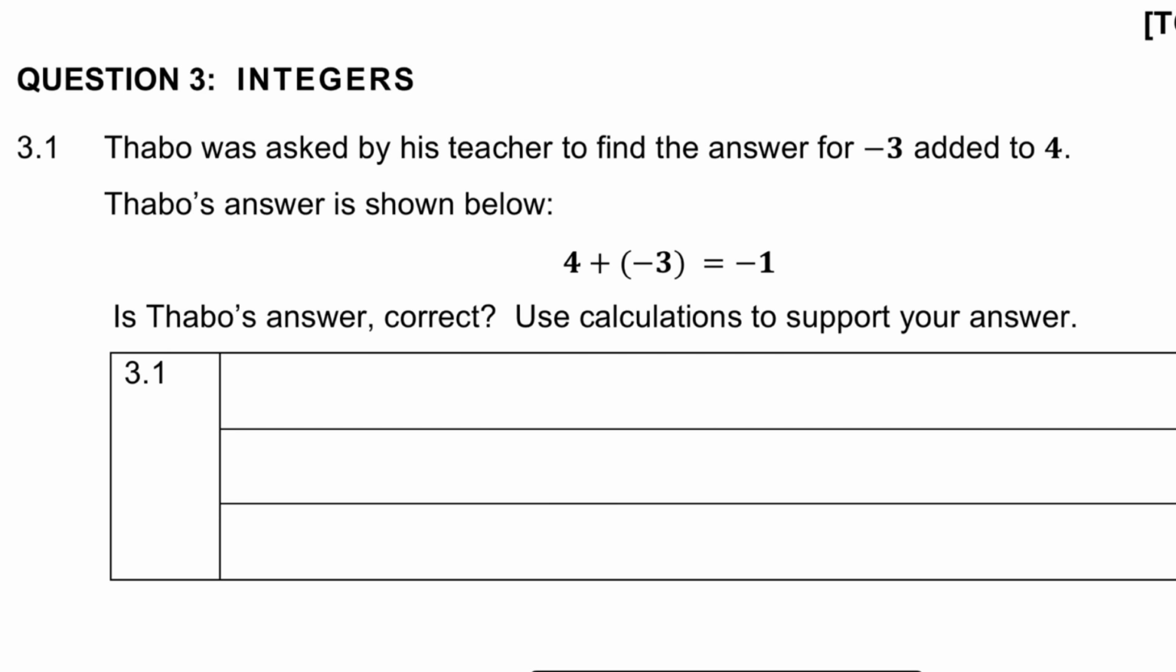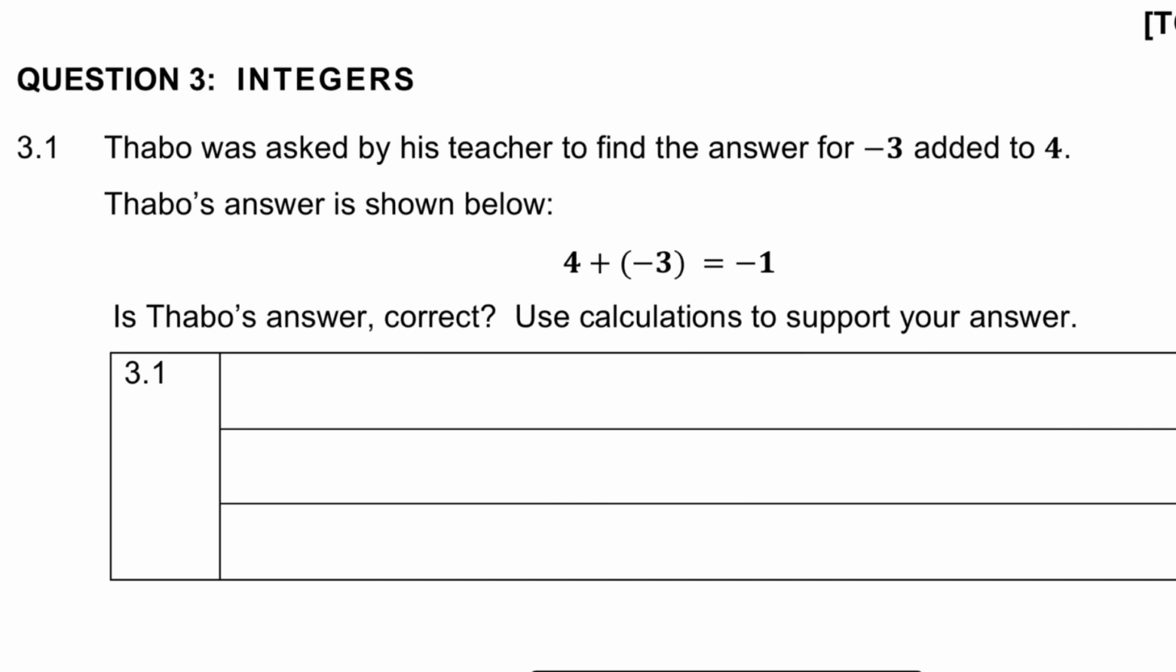Alright, let's have a look at question 3, which is integers. Tabo was asked by his teacher to find the answer for minus 3 added to 4. Tabo's answer is shown below. Now let us check. Oh, you're checking your little brother's work. His name is Tabo. Is Tabo's answer correct? Use calculations to support your answer. And looking at that straight, some of us can see that Tabo is not on the right track.